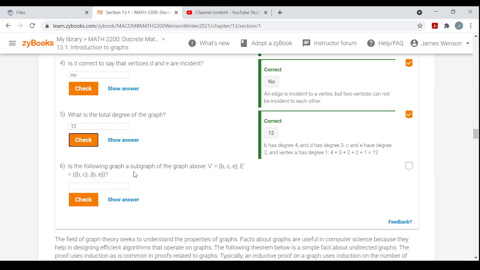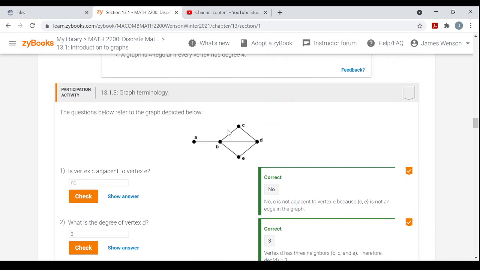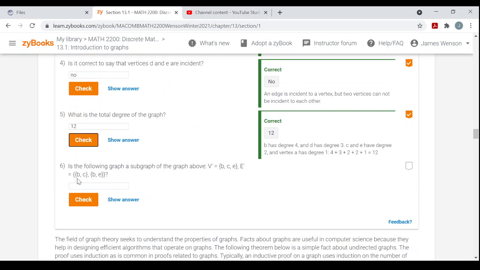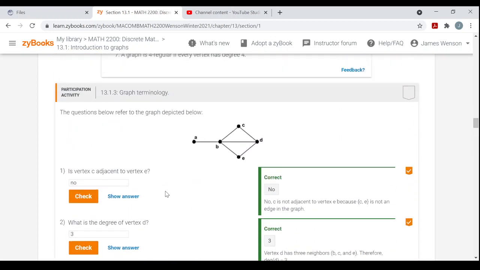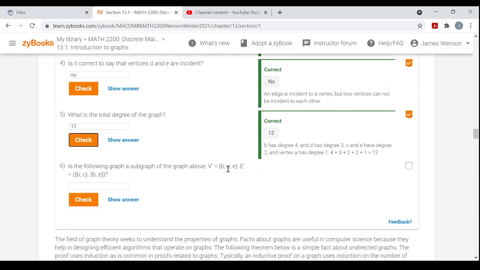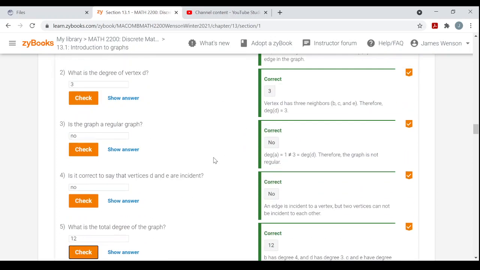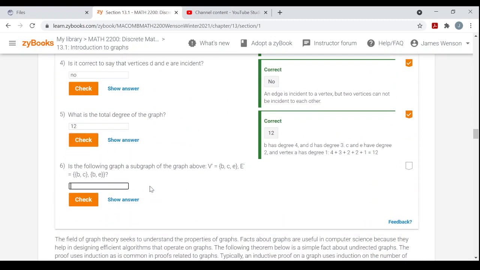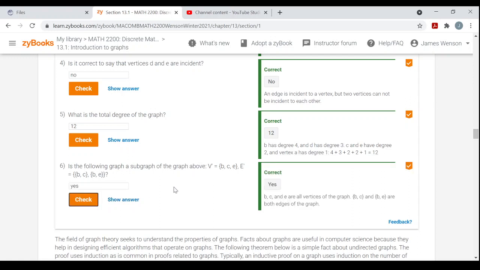Is the following graph a subgraph of the graph above? They have this V prime with B, C, and E. Well, B, C, and E is a subset of these vertices, so far so good. And E prime, the edges, is B, C and B, E. Are B, C and B, E up here? Yeah, totally. So the vertex set is a subset of this vertex set, and the edge set is a subset of this edge set. So yes, the graph they just described is a subgraph of the graph we were given. Again, just working with definitions.